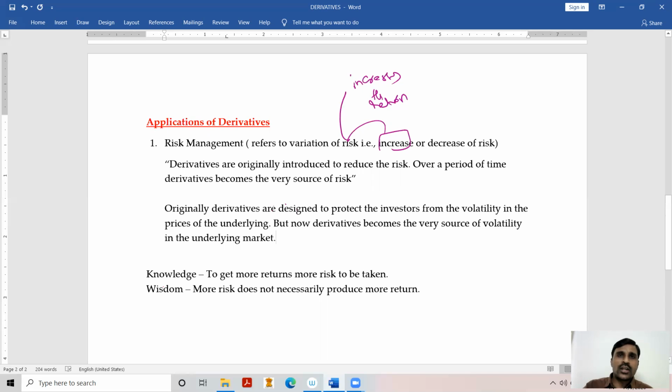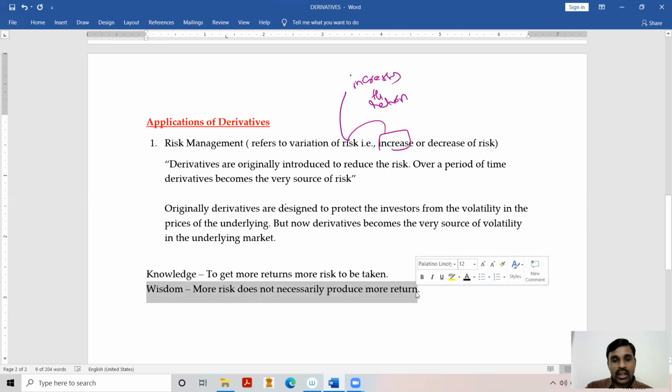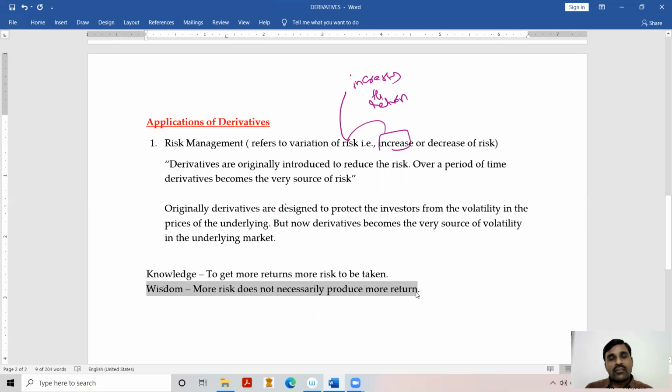In a similar manner, derivatives are designed to protect people from the cash market, but over a period of time, derivatives themselves have turned into a risk in the cash segment because of this lack of wisdom. Whenever people think that taking more risk will automatically result in more return, that is a blunder statement. So don't follow that.